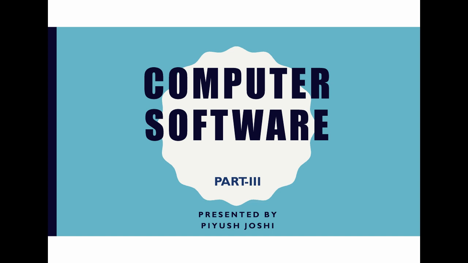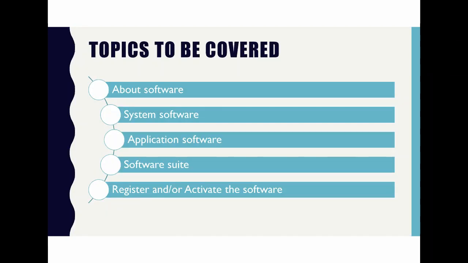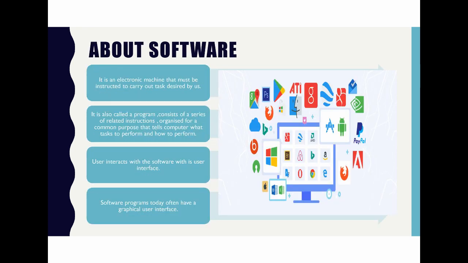Now, let us start our part 3 regarding the computer software. That is our chapter number 1 in the following UT. Now, let us first revise what we have earlier learned. We have discussed the topics that we are going to cover under this particular chapter. After that, we have learned about the software as what?